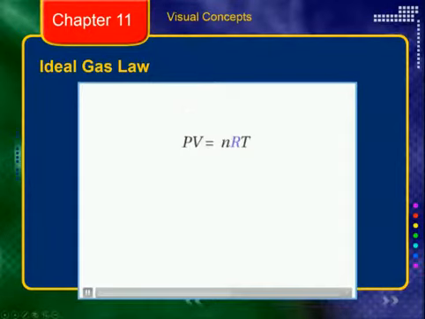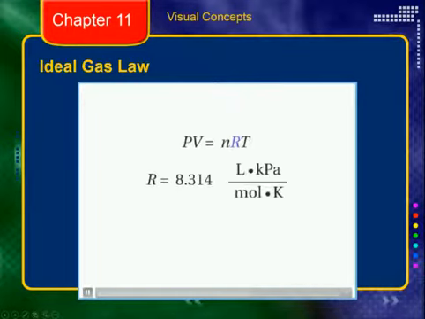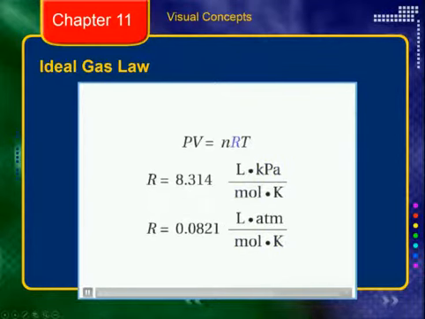The gas constant must have the units used by the other quantities in the equation. Some examples are R equals 8.314 liter kilopascals per mole Kelvin and 0.0821 liter atmospheres per mole Kelvin. Note that in both examples of gas constant, the pressure unit is different. This results in a different coefficient. Picking the right gas constant is important to make sure your units cancel out when doing calculations.